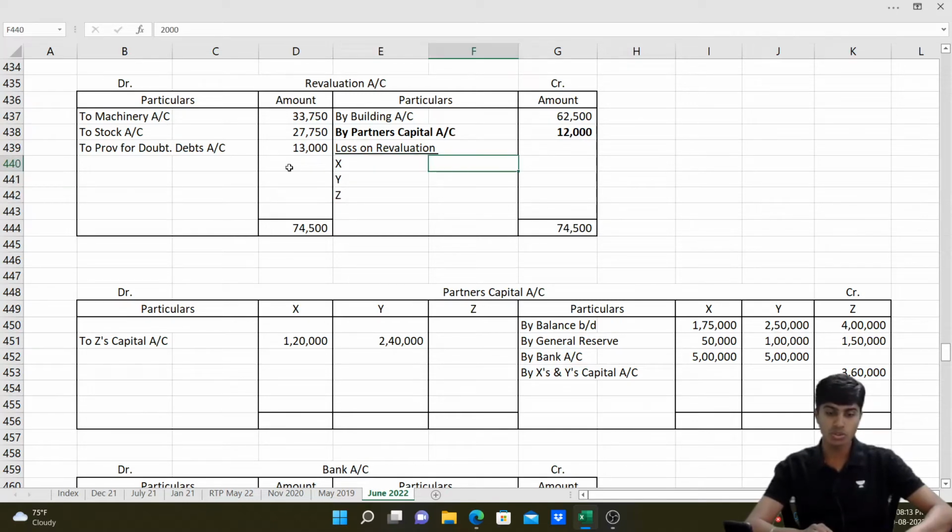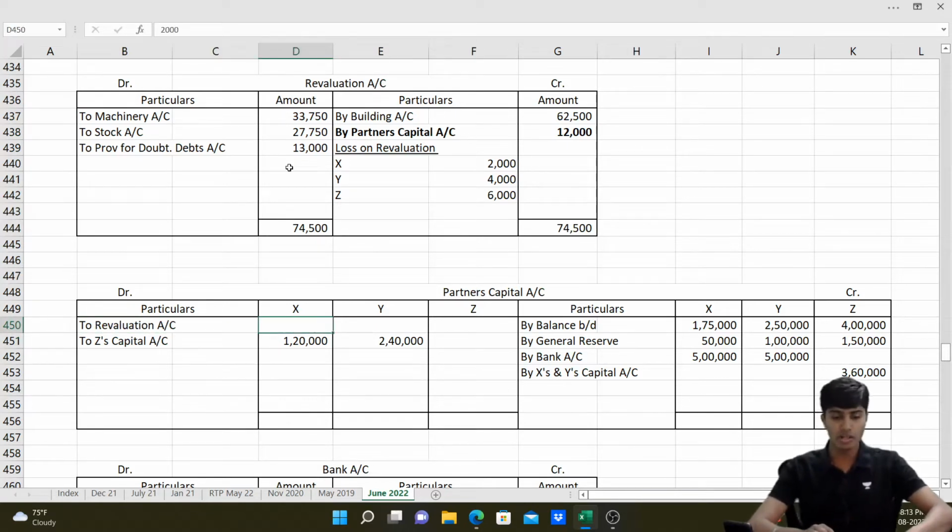So in the 1 is to 2 is to 3 ratio, 12,000 comes to 2,000, 4,000, and 6,000. Whatever loss on revaluation is shared by partners' capital account has to be written in the partners' capital account as the share of loss. So I'll write here to revaluation account: X 2,000, Y 4,000, Z 6,000. Done. So my revaluation account is done. Partners' capital account is done.